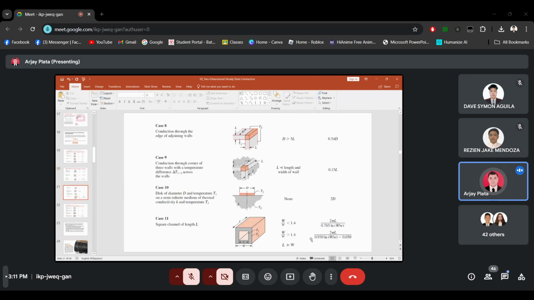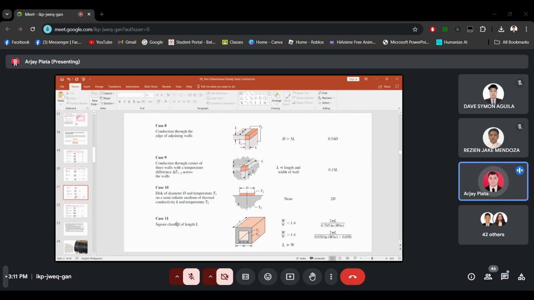For case 8, conduction through the edge of adjoining walls, it's very simple, 0.54D. That's our shape factor. Case 9, we have conduction through the corner of three walls. And case 10 is a disk of diameter D and temperature T1 on a semi-infinite medium, thermal conductivity K and temperature T2.